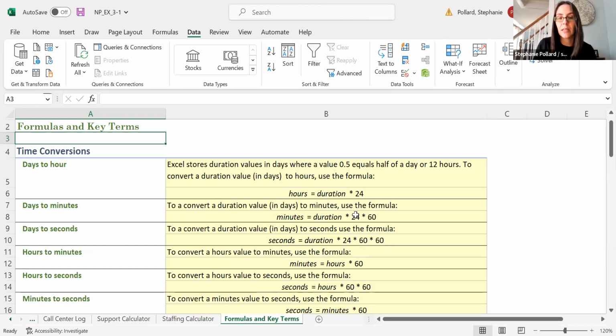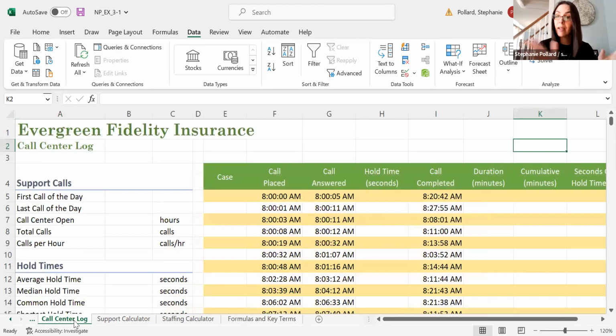The 24 represents the 24 hours in a day. And then 60 represents going from hours to minutes, right? Because 60 minutes in an hour. And then the second 60 here represents going from minutes to seconds, multiplying by that other 60 because there are also 60 seconds in every minute. So let's look at our call center log here. And like I said, it's already pre-set up for us. We'd really like to know how long people are waiting in seconds, and then how long those phone calls are in minutes.